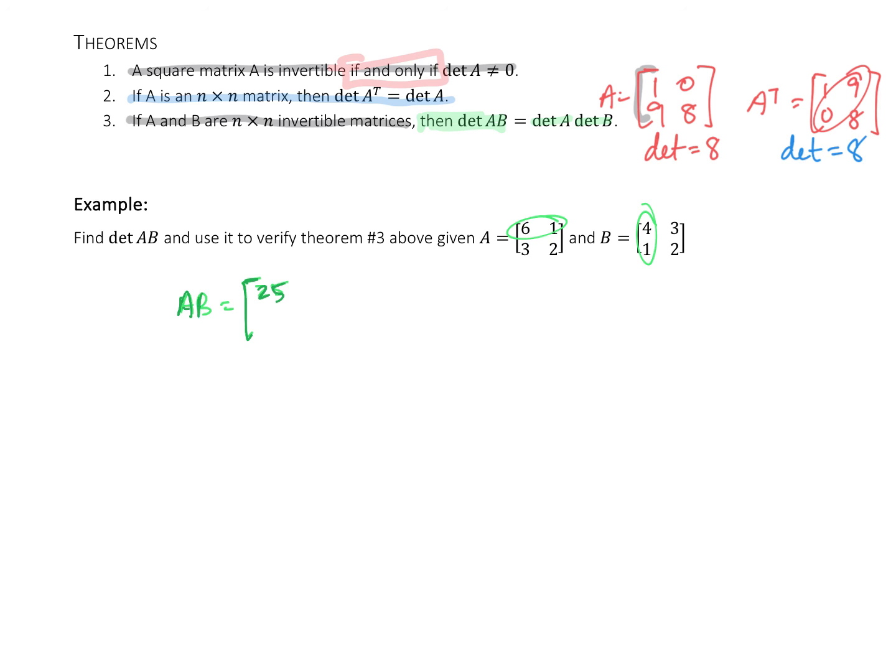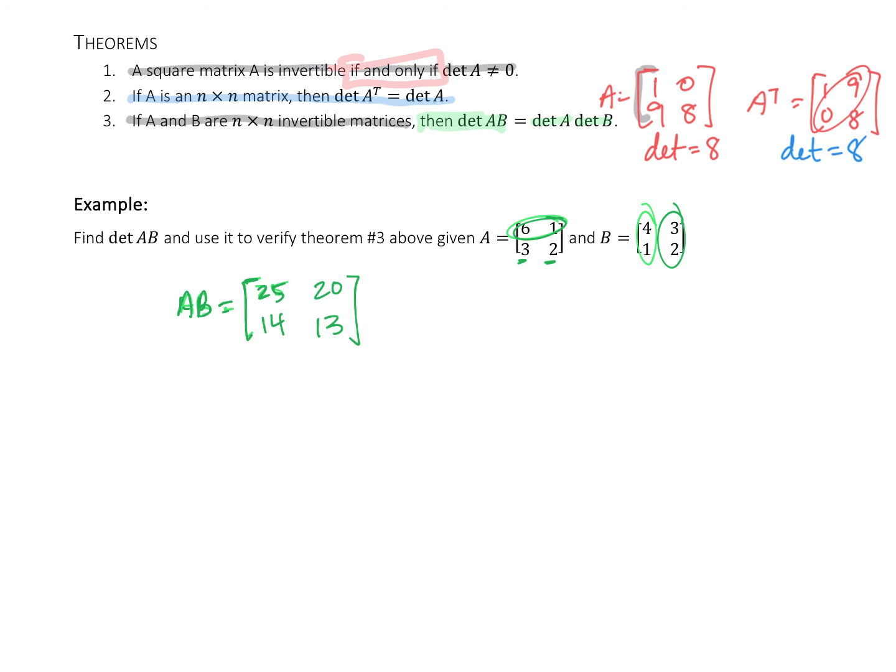25. Okay, 25. Now we go this row, this column. 6 times 3 is 18, plus 2 is 20. 3 times 4 gives me 12, plus 2 is 14, and 3 times 3 is 9, 2 times 2 is 4, 9 plus 4 is 13.